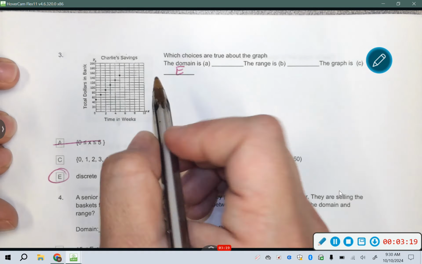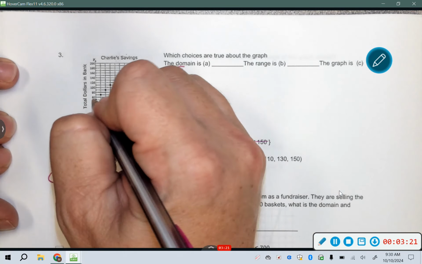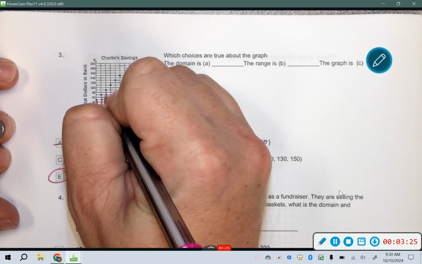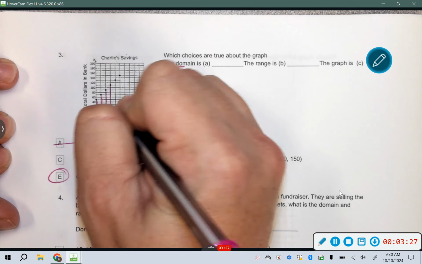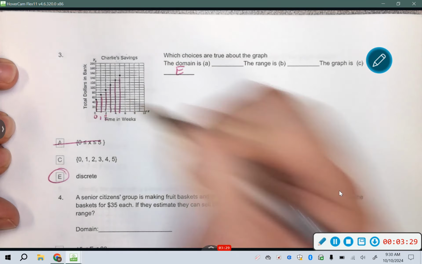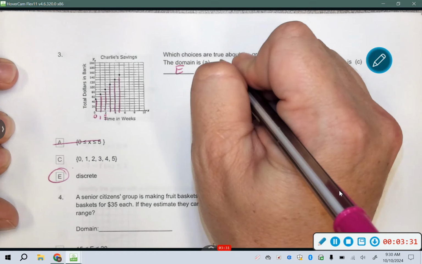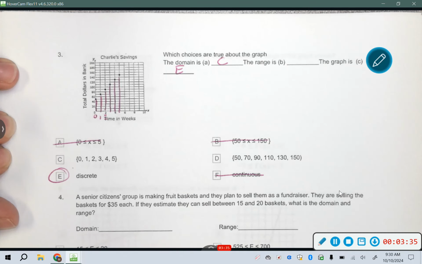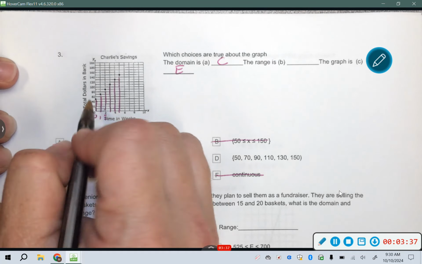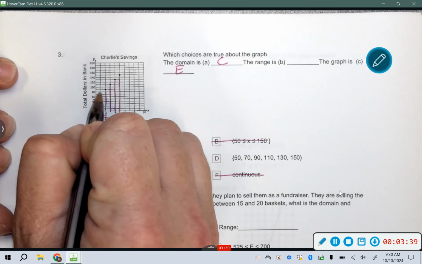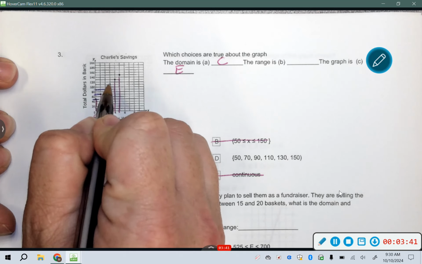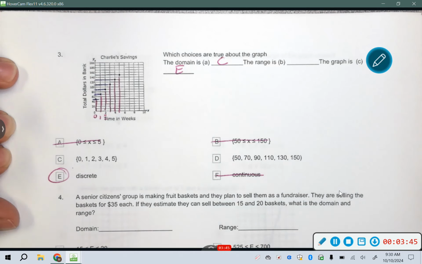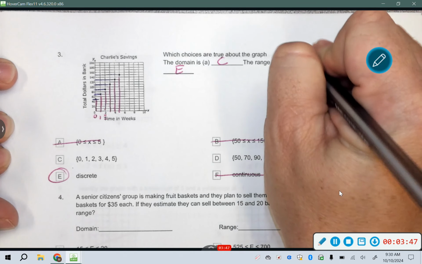Okay, so domain is my x value, so I'm only looking at numbers on the x line. So 0, 1, 2, 3, 4, 5. So 0, 1, 2, 3, 4, 5 is C. That is my domain. And now I'm going to look at y values. I'm only looking at my y. So this is 50, 70, 90, 110, 130, 150. So that is D.